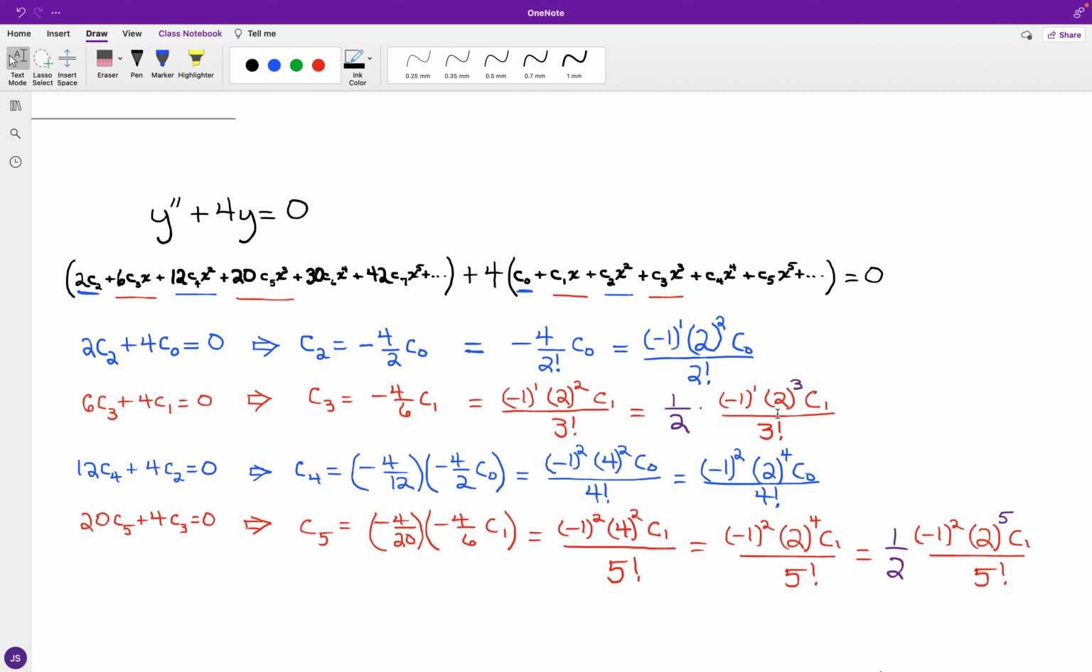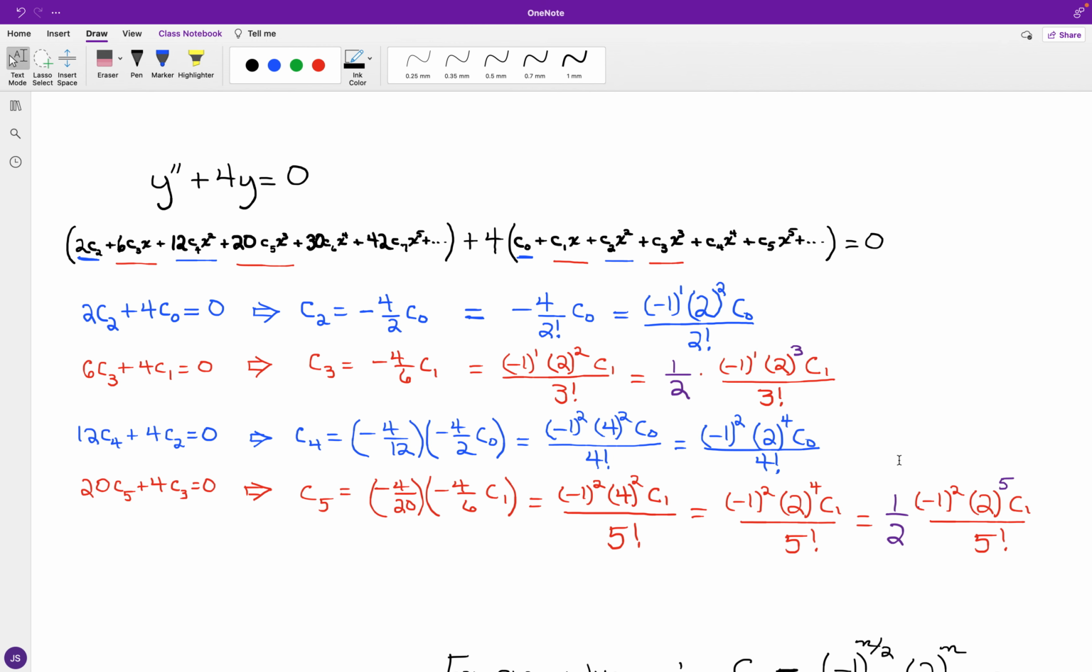So you have 1/2 of negative 1 to the first times 2 cubed times c sub 1 over 3 factorial. And notice for c sub 4, I have negative 1 squared times 4 squared. And rewriting 4 squared in terms of base 2, that's going to be 2 to the fourth c naught over 4 factorial. And again, we now have a match between the power to which 2 is raised and the value of the factorial, with 4 factorial.